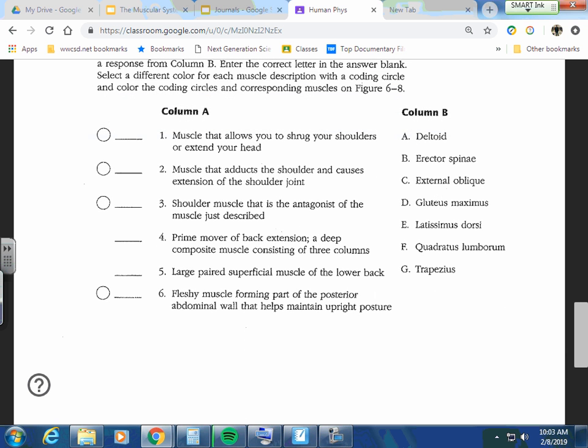Okay, so last part. Yep. Number 20. And so functions here, just the first one. Muscle that allows you to shrug your shoulders or extend your head. Trapezius muscle. Think you guys can get that?